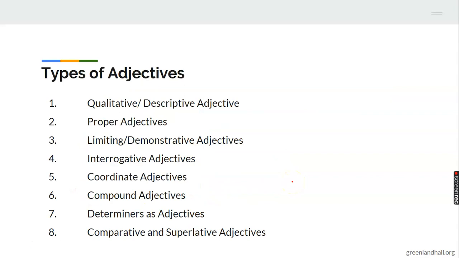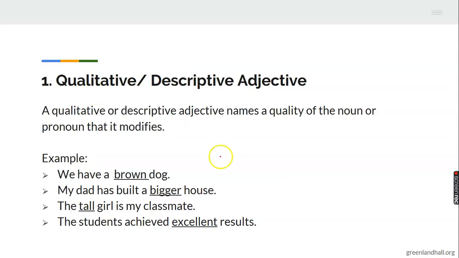Then let's go to types of adjectives. Let's run through types of adjectives. The first one is a qualitative or descriptive adjective. This tells you the quality, mind you, the quality of a noun or a pronoun. This is telling you the quality of the dog, a big house, a tall girl. Then excellent results, quality of the results. This tells you quality. Note that word, quality.